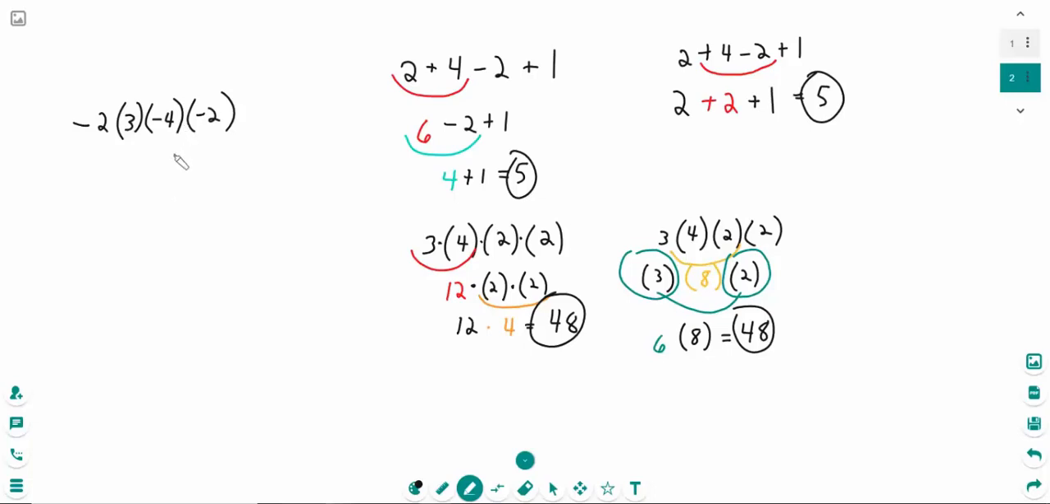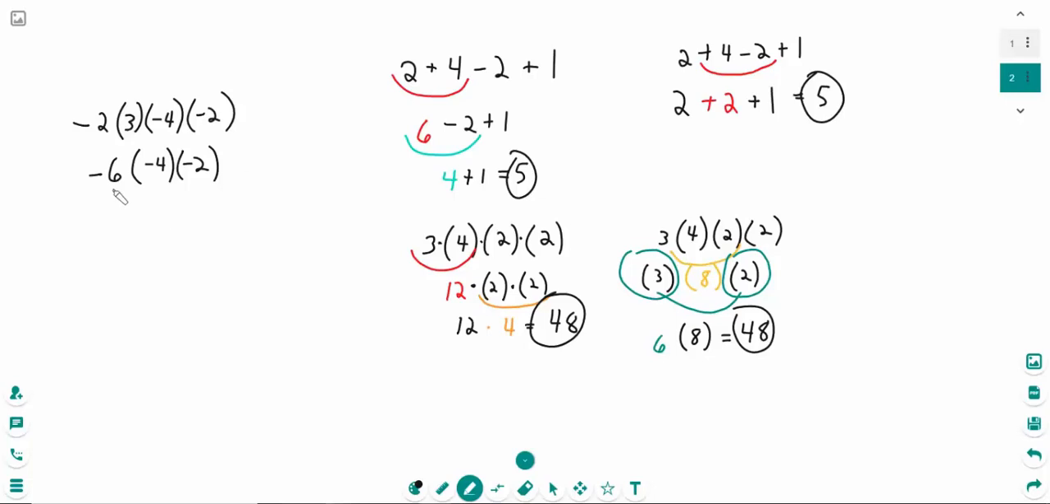All right, so hopefully you solved this on your paper at this point. We're going to go through it, and I'm just going to approach it from left to right. That seems to me to be usually the easiest approach. So if I take the -2 times the 3, remember a negative times a positive is going to be a negative, so we're going to have a -6, right? And then we have what's left over, the -4 times the -2.